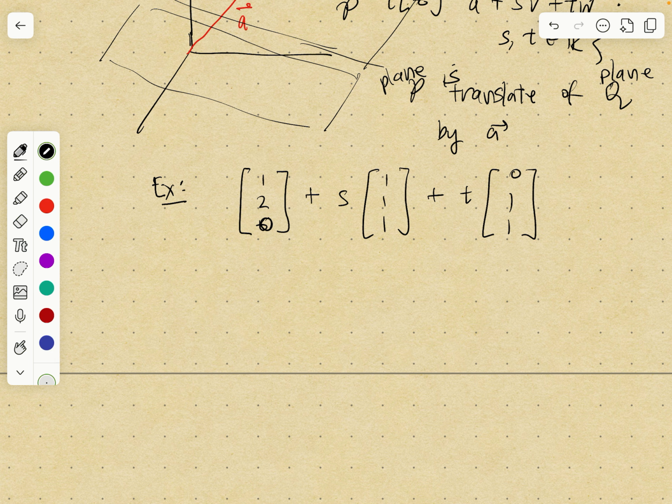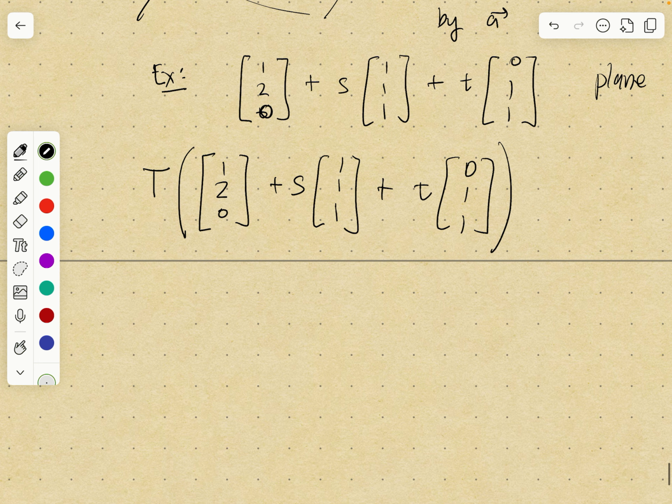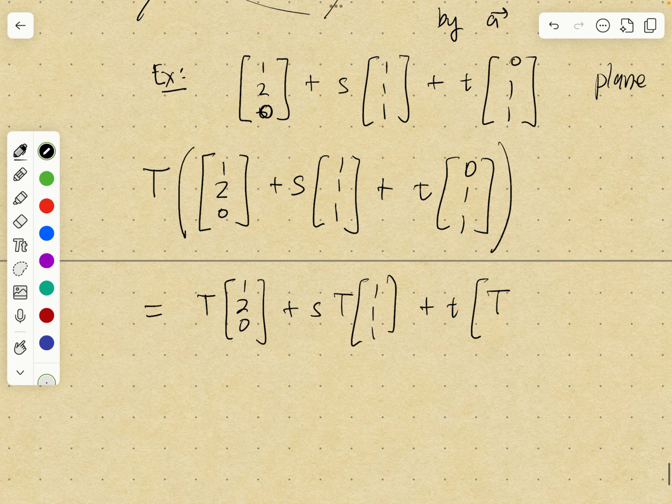Now when I apply a linear transformation T to it, so I get this plane. What happens if I take a typical point on the plane and then plug it into my function capital T? Well, by the linearity of capital T, I'm going to get T(1, 2, 0) plus s times T(1, 1, 1) plus t times capital T(0, 1, 1).